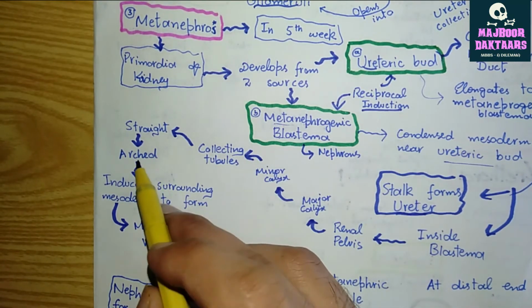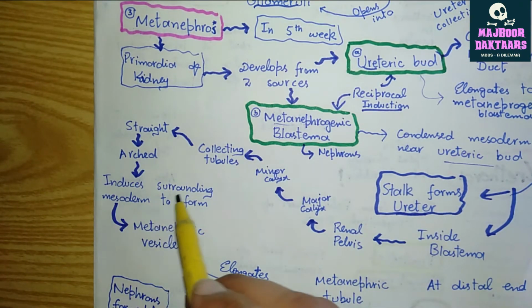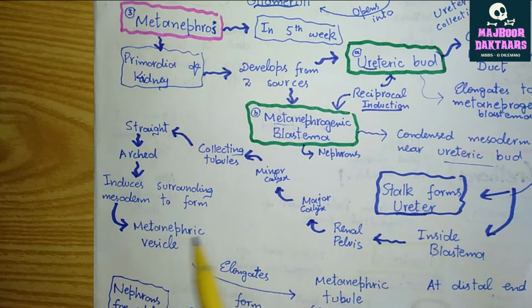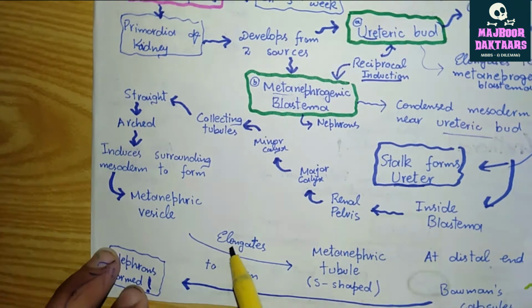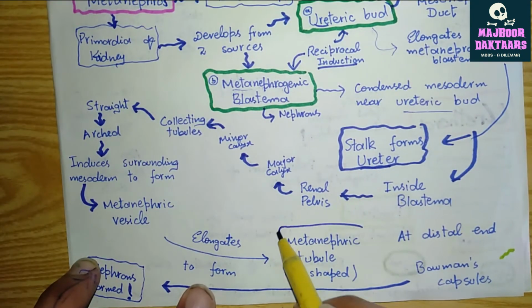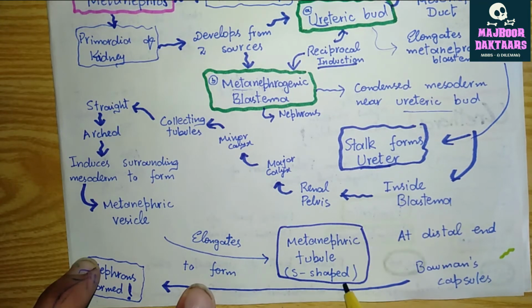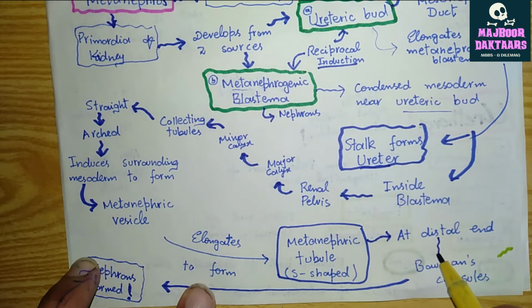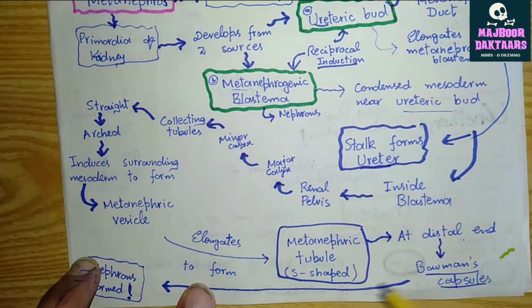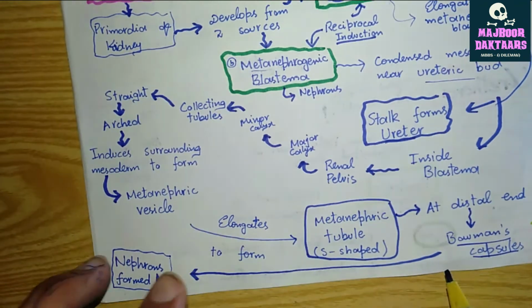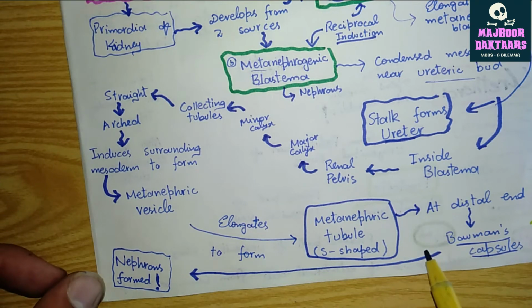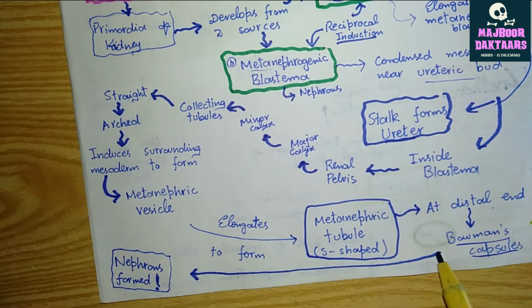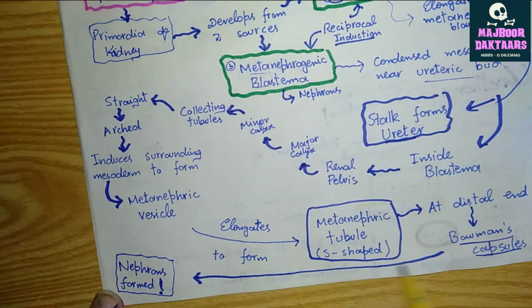Again, from the arched collecting tubule, induction causes the surrounding mesoderm to form the metanephric vesicle, which elongates to form metanephric tubules, which are S-shaped structures. Now these tubules at their distal end are connected with the structure known as Bowman capsule or glomerular capsule. Now this glomerular capsule gets incorporated with the glomerulus, which is formed by the branches from the renal artery, and the adult functional nephron is formed.